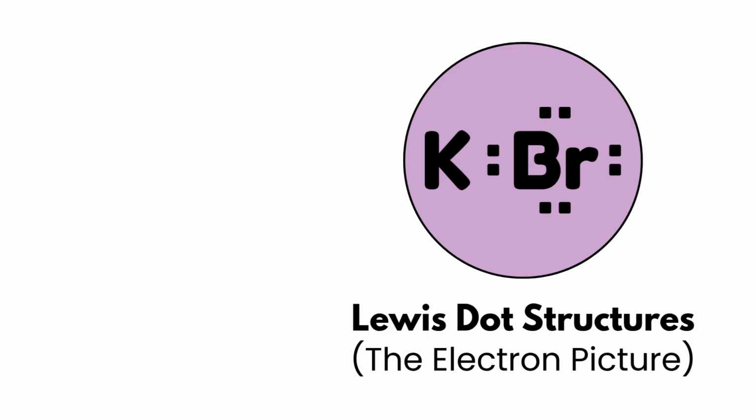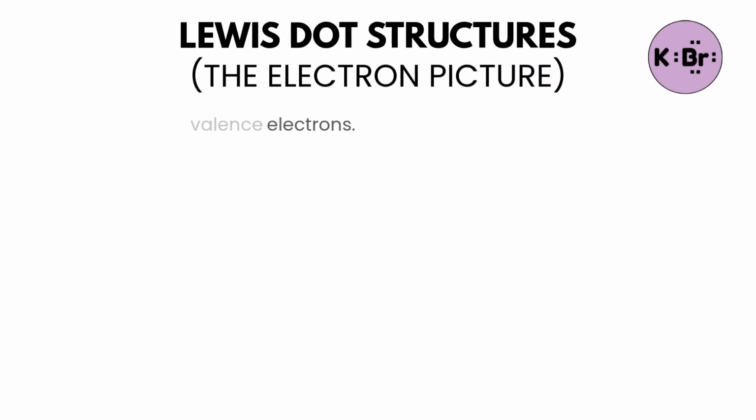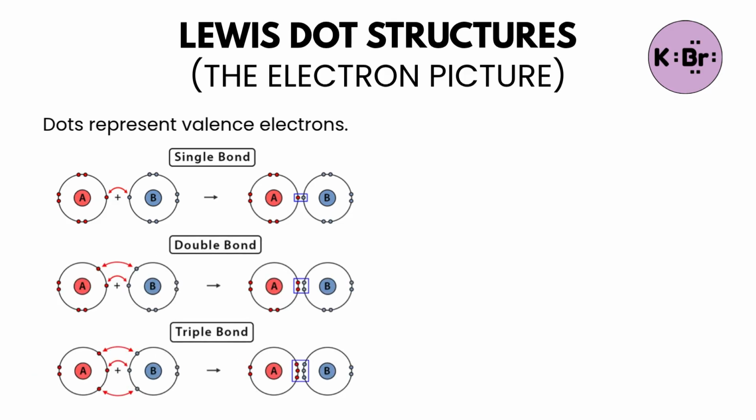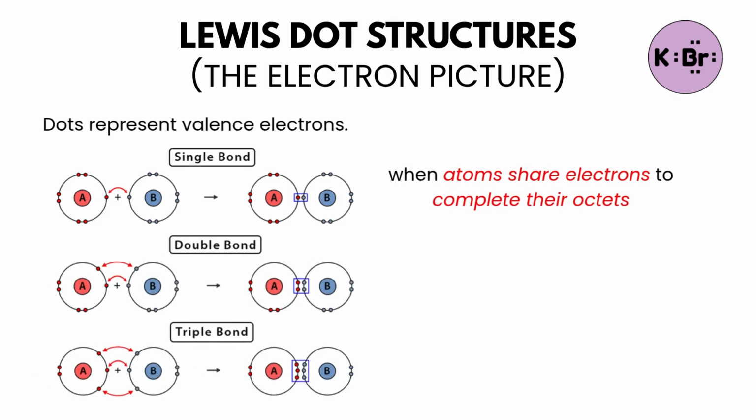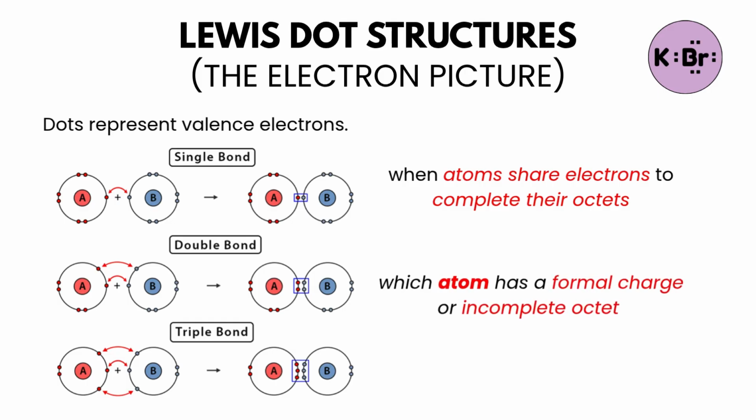Lewis dot structures, the electron picture. Dots represent valence electrons. Single, double, and triple bonds form when atoms share electrons to complete their octets. The MCAT loves testing which atom has a formal charge or incomplete octet, so always count your electrons carefully.